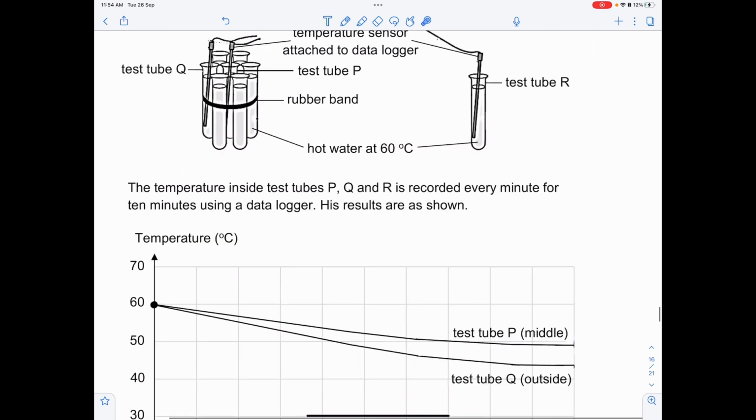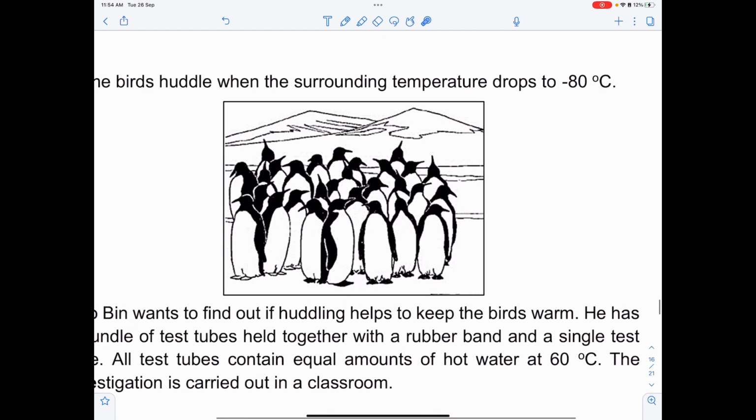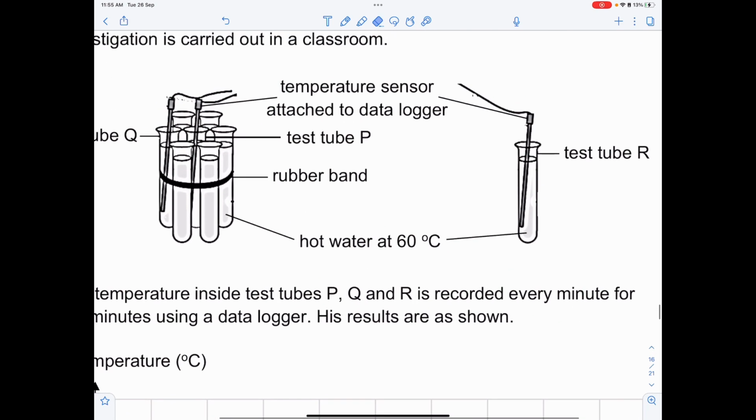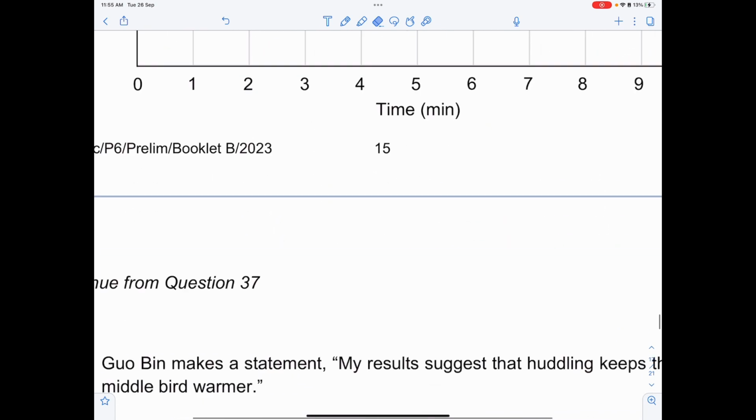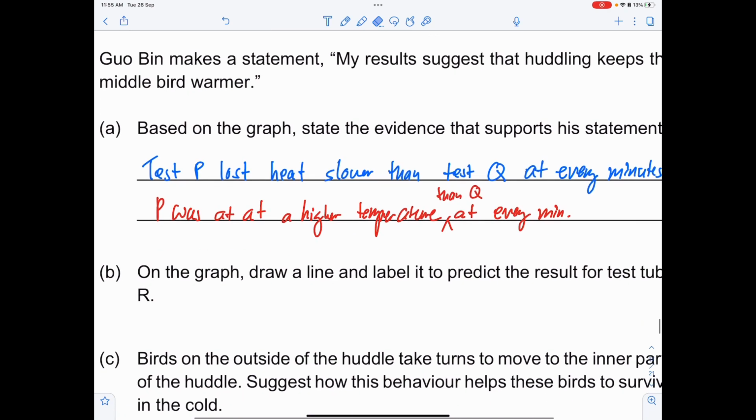Now, I just want to bring your attention to this part where the penguin is black. The part where the penguin is black is about absorbing heat. You cannot say black is a better conductor of heat. It's not. When they talk about color, it's about absorption of heat. So be very careful. I just want to point this out. But in this experiment, it's not talking about that. It's talking about exposed surface area. So draw a line to predict how.